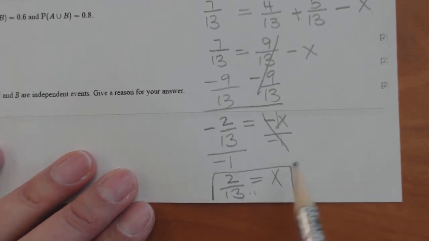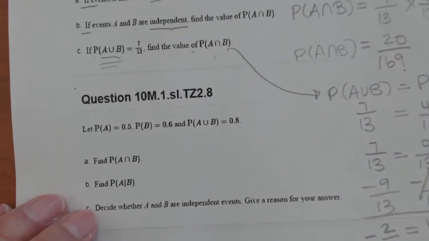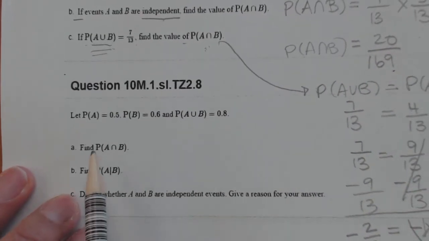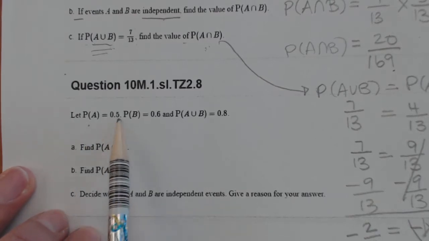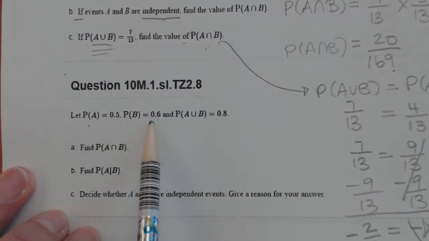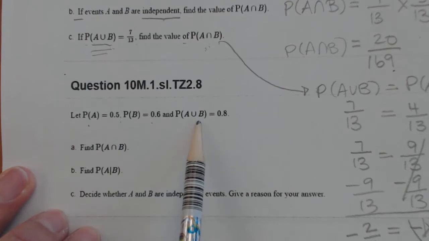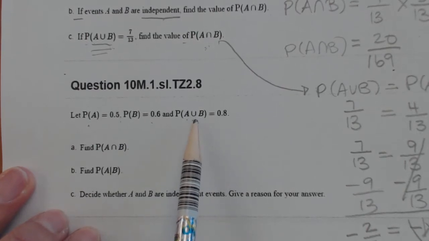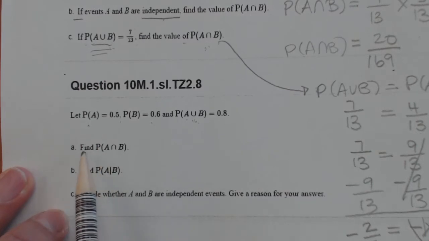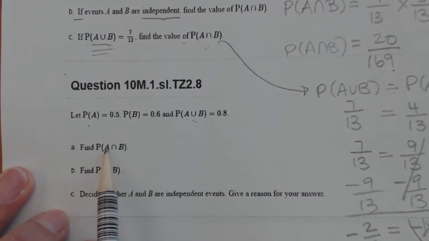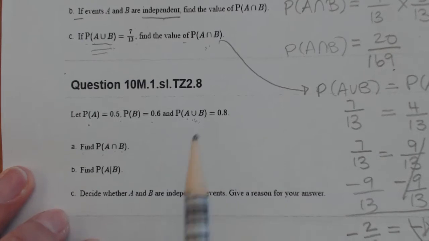Now that you learned how to manipulate that, we go on to question number 10, which gives us probability of A as 0.5, the probability of B as 0.6, and the probability of A or B as 0.8. I bet you we're going to use that union rule again. Let's see what A asks. A asks, find the probability of A and B. There we go.